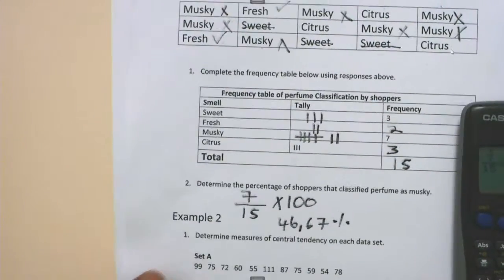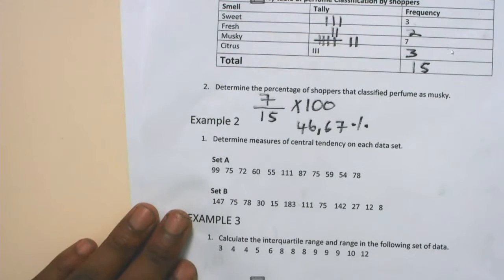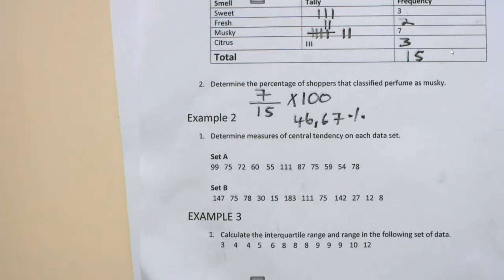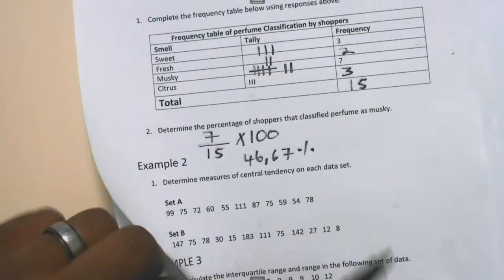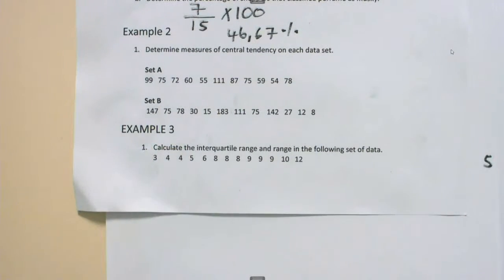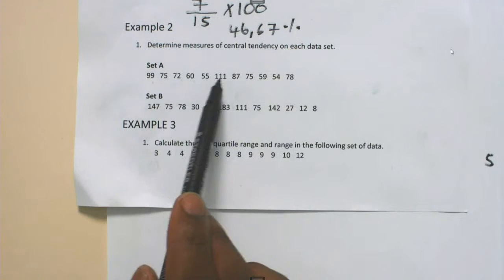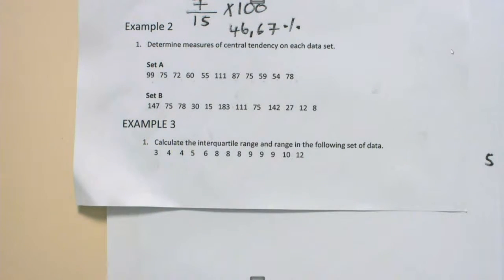Now, let us take a look at example 2, which involves determining measures of central tendency on each set of data. If we check the first set of data, how many values do we have? In our first set of data, we have 1, 2, 3, 4, 5, 6, 7, 8, 9, 10, 11. We have 11, which is an odd number.